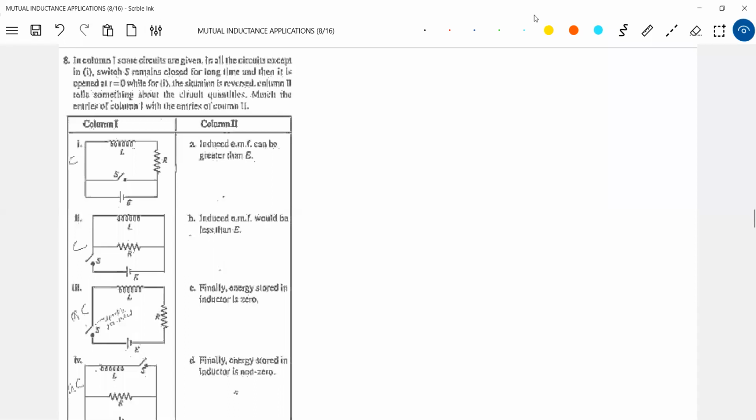So let me read. In all the circuits except in one, switch S remains closed for a long time and then it is opened at t equals 0.